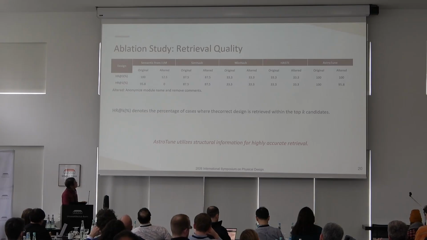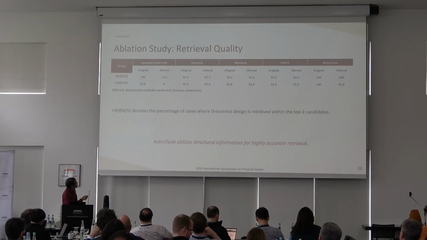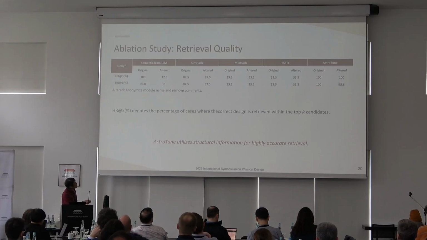So in our approach, the similarity metric has these 3 components. This one is good and robust, but even on the original it is not 100%. These 2 are not good on their own, but if we put them together, it is good on the original design. Even if we change the design name and remove the comments, the result is still pretty good.